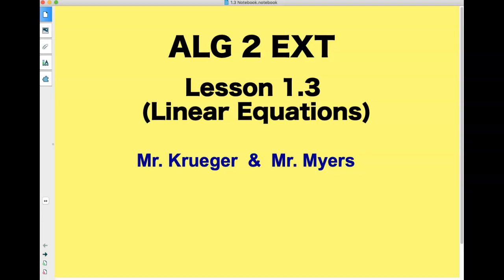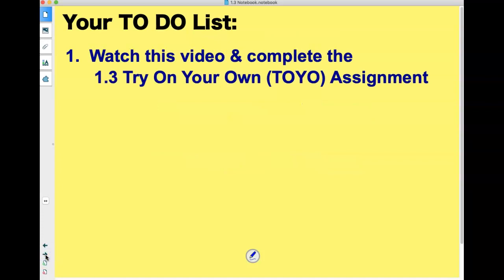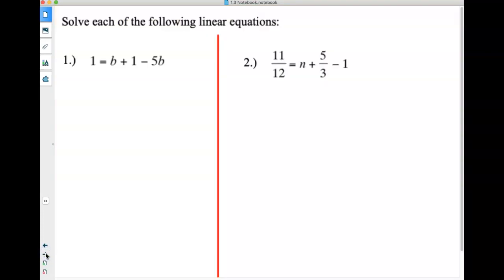Today we're going to be doing lesson 1.3. Lesson 1.3 is kind of a quick little brush over solving linear equations and talking about slope. What you're going to be doing today is obviously you're going to watch this video, and then when you're done with the video, you should be able to complete the 1.3 Try on Your Own, as we call it, the assignment. So let's get rolling into it.